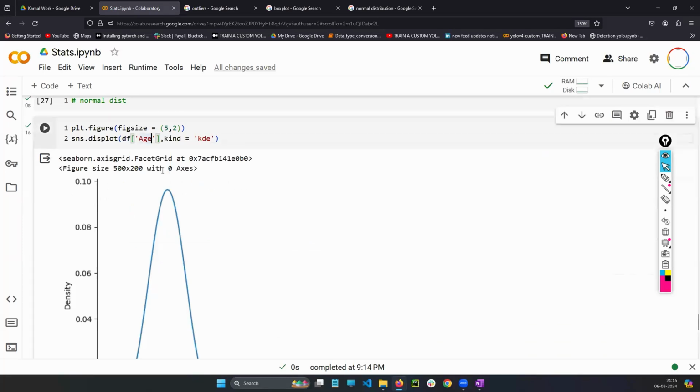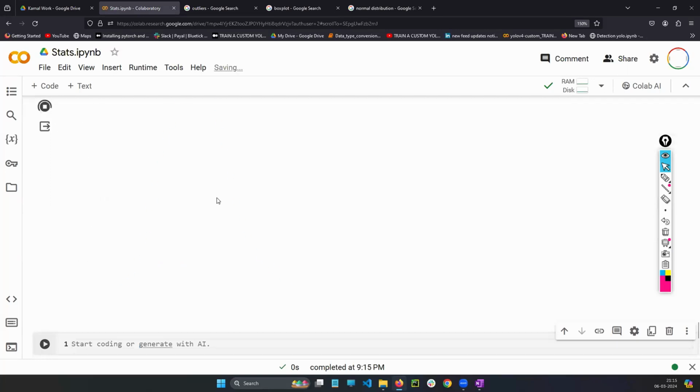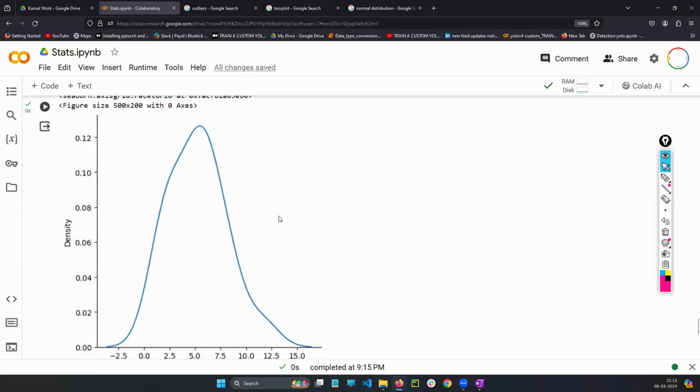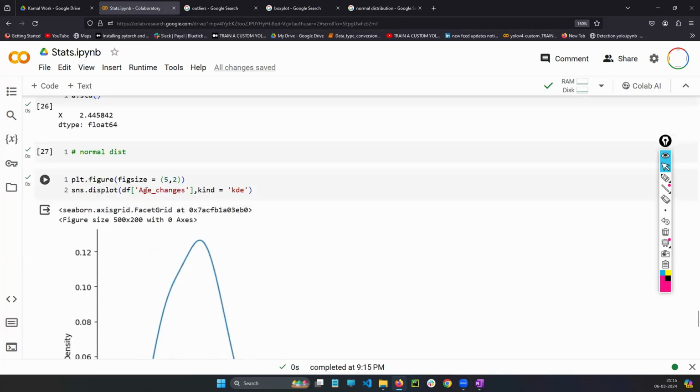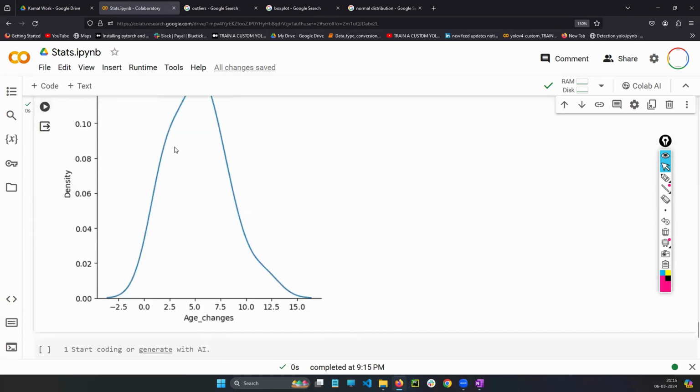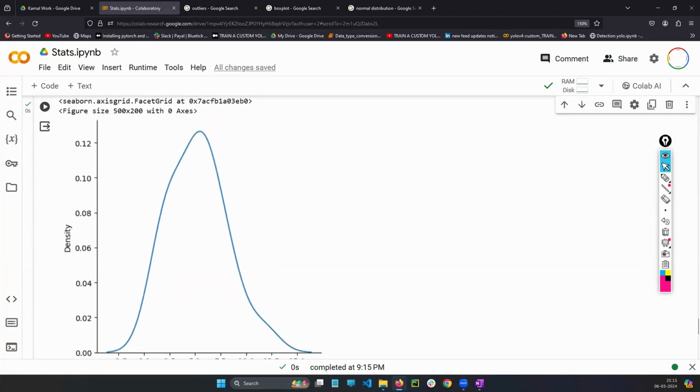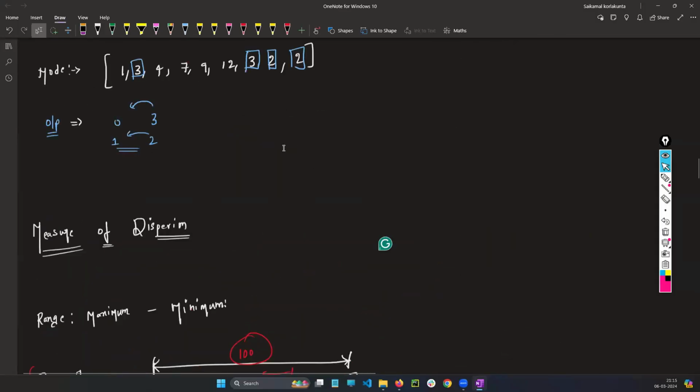Same thing if I apply on the age changes column. See, now is the bell curve coming properly or not? Why? Because previously you applied it on the age where you had outliers. Do you remember 27? In the age changes, I overrode that one. I changed it. I handled the outliers. Now see, the bell curve is coming perfectly. Yes, sir. Okay, so this is completely about descriptive statistics, an advanced level of descriptive statistics.